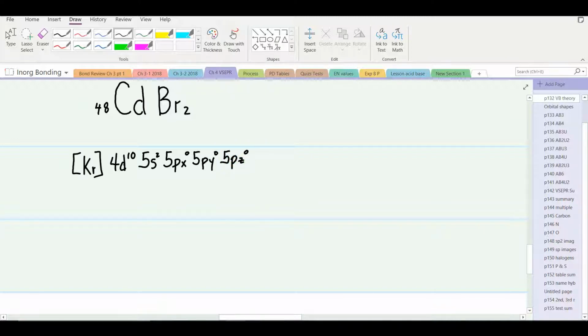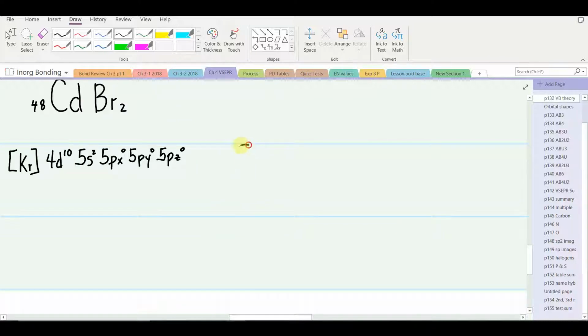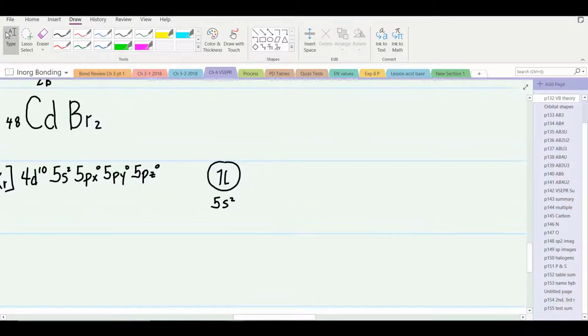Let's draw that. This represents the 5s2 orbital of cadmium, and it's full, 2 electrons. A little higher in energy, we have the 5p orbitals. We'll have 5px0, 5py0, 5pz0. They're empty.